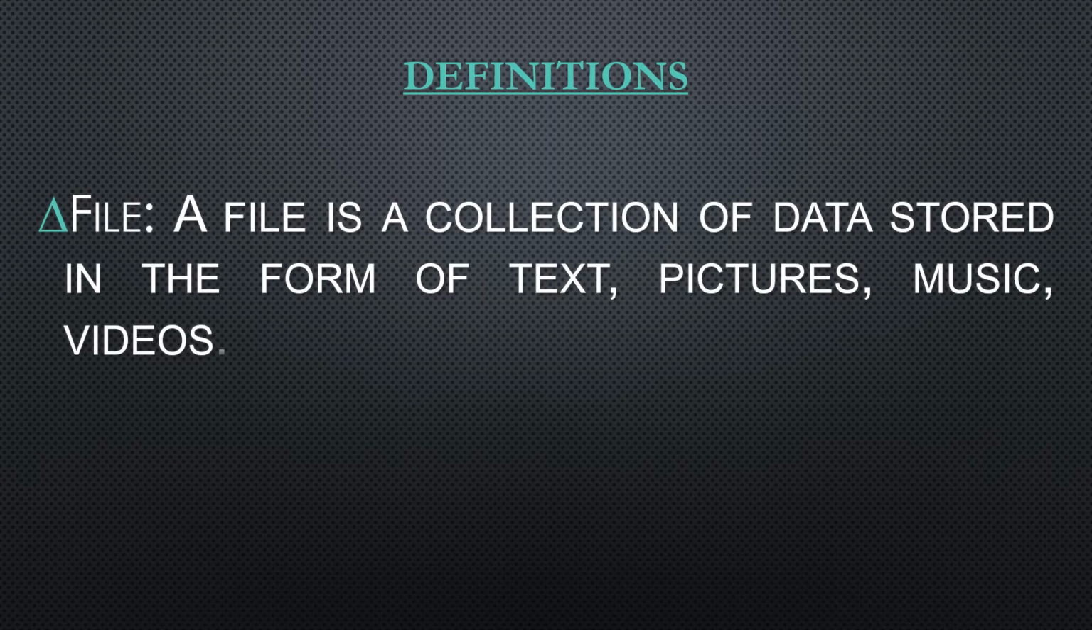First one is file, that is a collection of the data stored in the form of text, pictures, music, or videos. The files may be saved directly on the hard disk of a computer or on an external storage media like CD, DVD, or pen drive, which you also call as secondary storage devices.